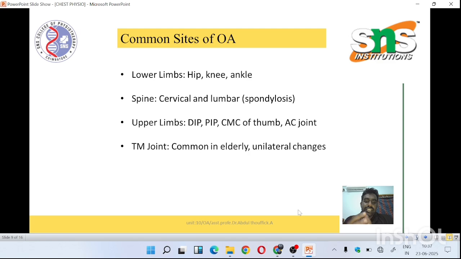Common sites of OA: it doesn't limit itself. Lower limb: hips, knees, ankles. Spine: cervical spine and lumbar spondylosis. Upper limb: fingers, the interphalangeal joints, DIP, PIP, and the thumb CMC joints. The TMJ is also very commonly affected in elderly people.